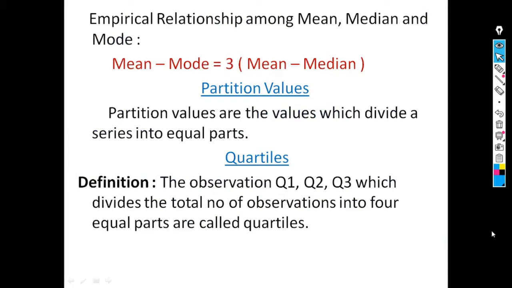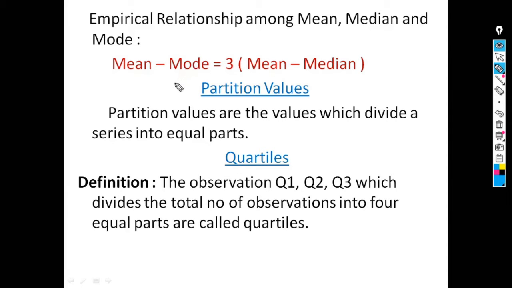In last lecture we saw empirical relationship among mean, median and mode. The empirical relationship among mean, median and mode is given by mean minus mode is equal to 3 times mean minus median. Means if any two measures of central tendency are given, then we can calculate the third by using the empirical relationship among mean, median and mode.